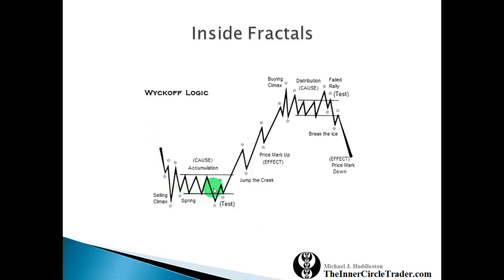Okay, then it goes into a consolidation. Okay, this is the spring, and then the test, the false break lower, and then it shoots back up. It jumps the creek here. Okay, this is the cause. The effect is the price markup moving into a buying climax, another consolidation, which is being distributed, and another test. Then it breaks the ice. This is the support called, again, silly names, I know, but that was his way of internalizing what was going on. And then the effect, therefore, seen in price being marked down.